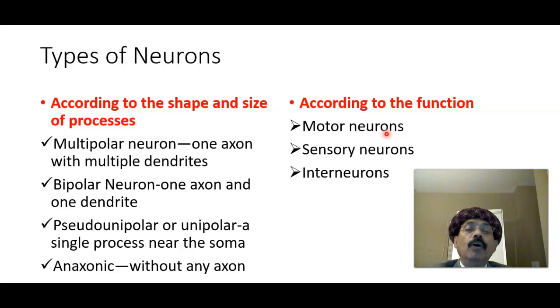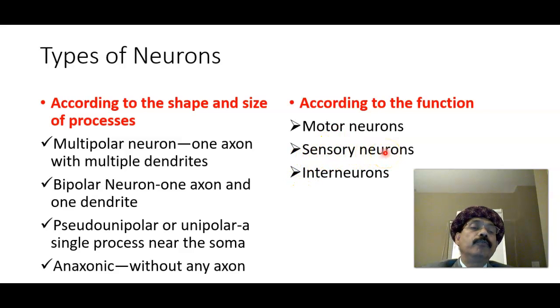According to the function, motor neuron, like that of the neuron from the cerebral cortex going to the spinal cord, or from the spinal cord going to the muscle, that is the motor neuron. It may be somatic, it may be autonomic. Autonomic neuron is involuntary, and somatic is voluntary. We have the autonomic neurons present in the lateral gray horn of the spinal cord from T1 to L2, that is associated with sympathetic function. We get there the autonomic motor neurons.